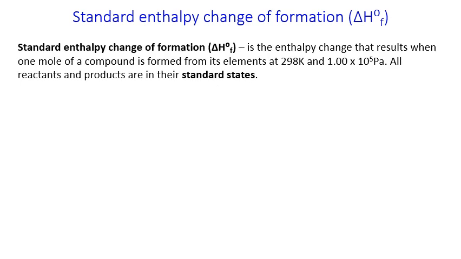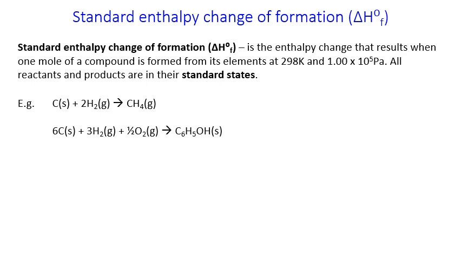Now let's look at the standard enthalpy change of formation, delta H naught F. The standard enthalpy change of formation is the enthalpy change that results when 1 mole of a compound is formed from its elements at 298 Kelvin and a pressure of 1 times 10 to the 5 pascals. All the reactants and products are in their standard states, the state they're in at those conditions. So for example, carbon would be a solid, oxygen would be a gas.